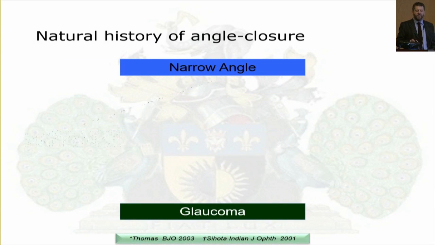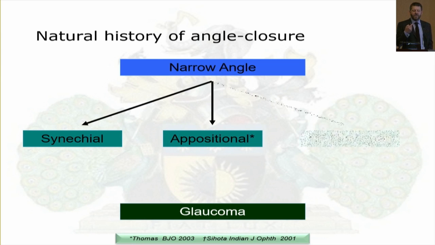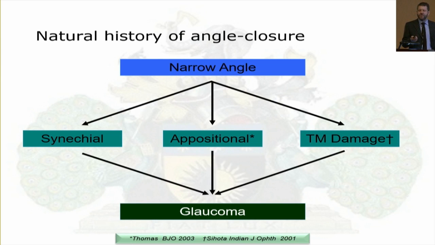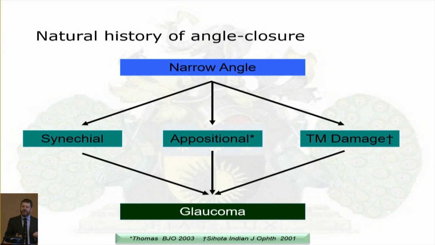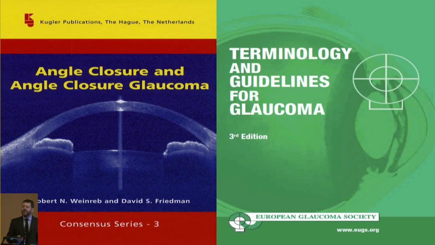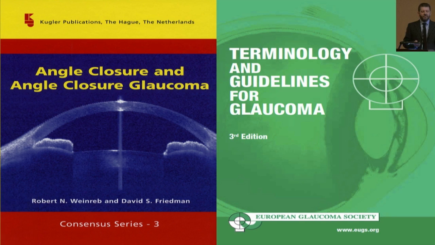It will do that through a number of different mechanisms. The narrow angle can cause synechial or appositional closure, or occasional intermittent contact between those two structures can cause trabecular meshwork damage, all of which can then impair aqueous outflow, either temporarily, acutely, or chronically, that can then lead to glaucomatous optic neuropathy. So having defined the terms, we can go to some of our source material.